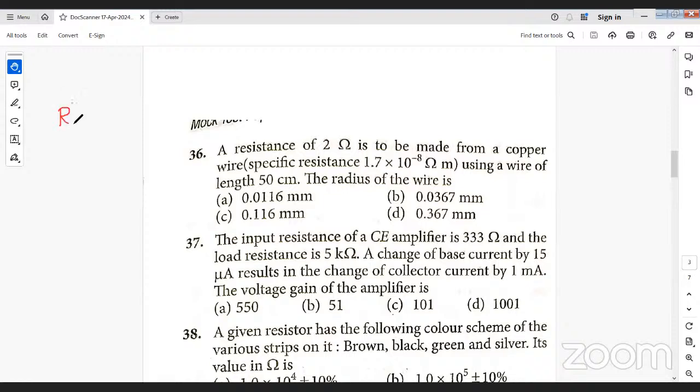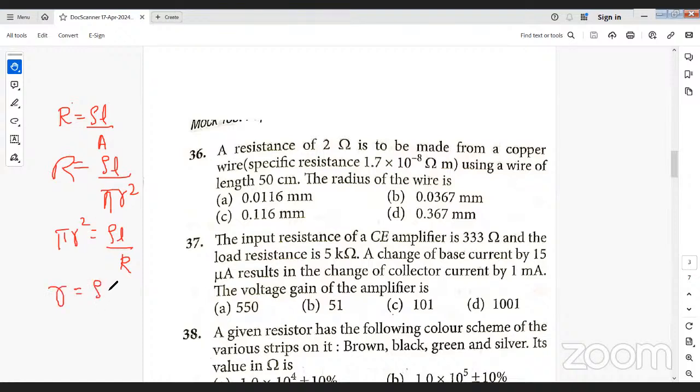So we have the resistance R equal to rho into L divided by A. How can you introduce the value of radius here? The area is nothing but pi r square. So pi r square is equal to rho into L divided by R. We require the radius, so this r we require. Therefore r is equal to rho into L divided by R into pi, all under the root.